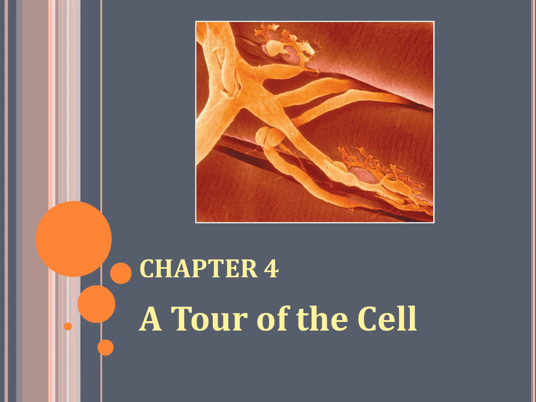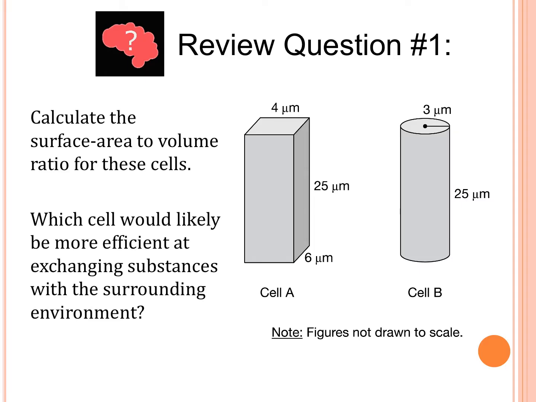Today we're going to be finishing Chapter 4 and talking about specialized organelles. Let's go ahead and practice a review question that might be found on an AP exam. Pause the video, read through the question carefully, and try it on your own. When you're ready to check your answer, resume this video.